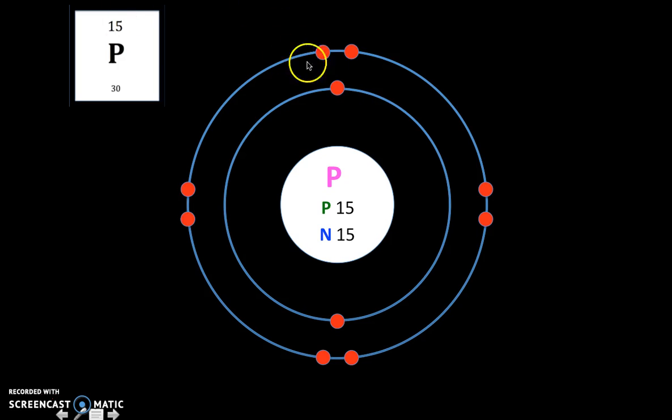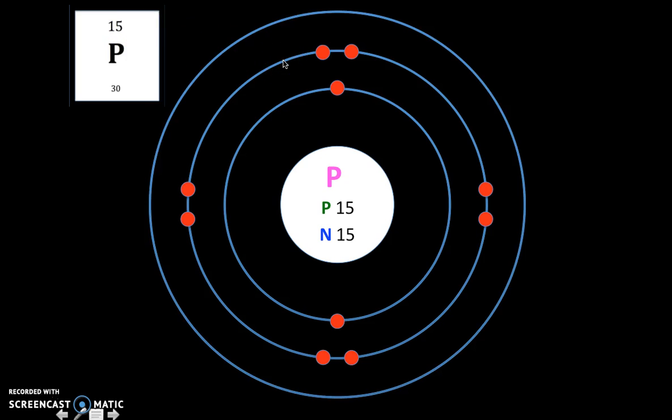Now let's think about how many more electrons we need. So if we have 8 in the second and 2 in the first, we have 10, and we still need 5 more to make a total of 15. So we're going to draw a third shell and place 5 more electrons.